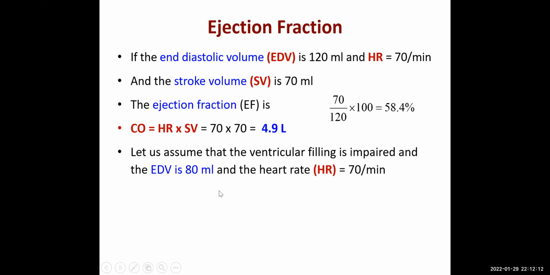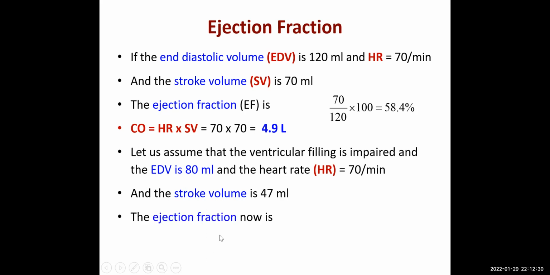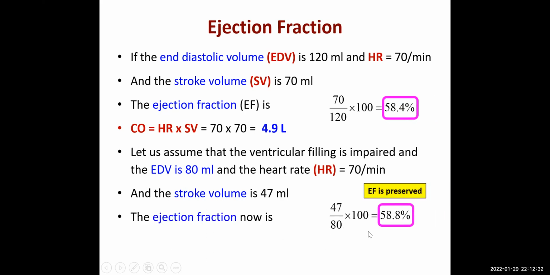Let us suppose that in that case where the heart is not filling properly or fully, the end diastolic volume is 80 ml, the heart rate is the same as over here, 70 per minute, and the stroke volume is 47 ml. All right, so if you calculate the ejection fraction, it is 47 divided by 80 into 100, 58.8%. Now you see the ejection fraction is preserved. Here it is 58.4 and here it is more than 58.4, it's 58.8.